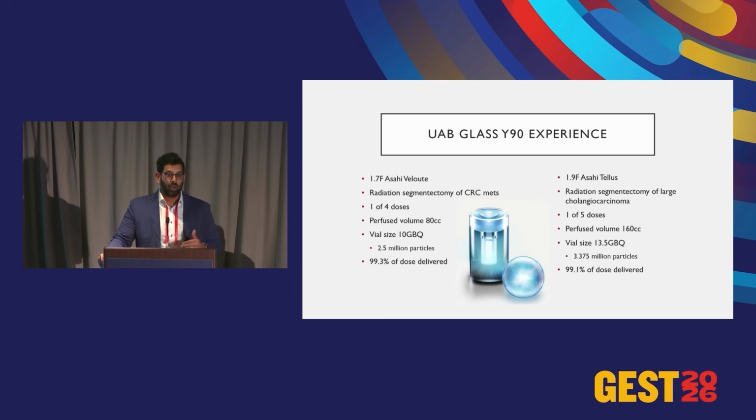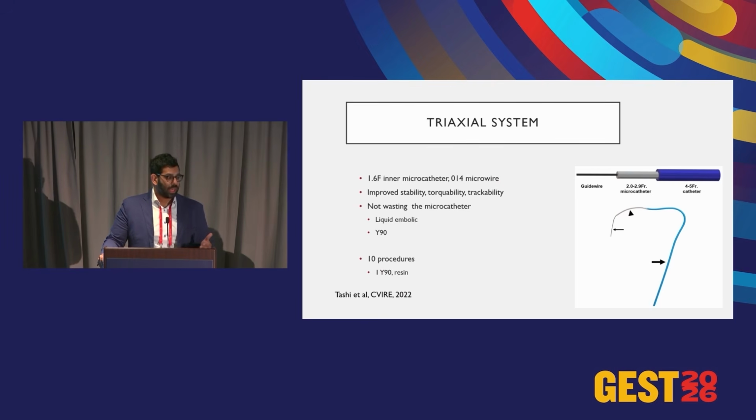So although it is off-label, you can go below and make this work and get more selective. What about triaxial systems? This was a nice little paper from 2022, a coaxial microcatheter system through the base catheter. To my knowledge, something that's not available in the US yet, but hopefully we do get to this eventually. A 1.6 inner microcatheter over an 0.14 wire inside of a 2.8 microcatheter. Improved stability, improved torqueability, and then preserving your outer microcatheter in a super selective position, right? When you're using a liquid embolic, when you're using a radioembolic. So that's a really nice advantage to have once we get there.